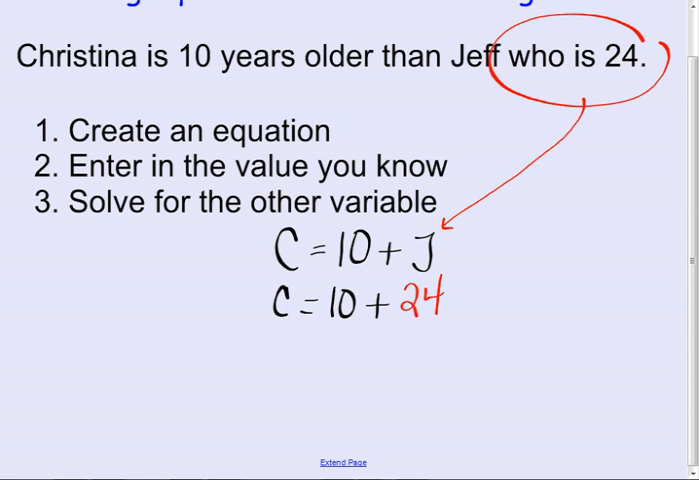We are practicing communicating. I know everybody in this classroom can tell me how old Christina is if you know Jeff's 24. I don't have any doubt about that. Can you write it mathematically? That's the part some of you are going to resist. So what's C equal to? 34. There you go.